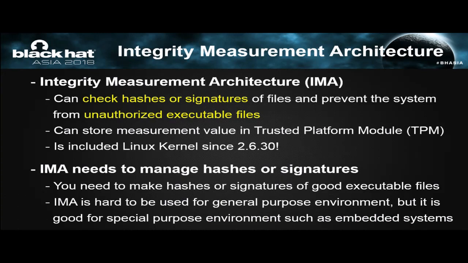As I mentioned earlier, the major feature of IMA is to check hashes or the signatures of files and prevent the system from unauthorized executable files. IMA can store measurement values in the Trusted Platform Module, also known as TPM, and IMA has been included in the Linux kernel since 2.6. IMA needs to manage hashes or signatures. This means that you need to make hashes or signatures of good executable files. IMA is a little hard to use in a general purpose environment, but it is good for a special one, such as embedded systems.